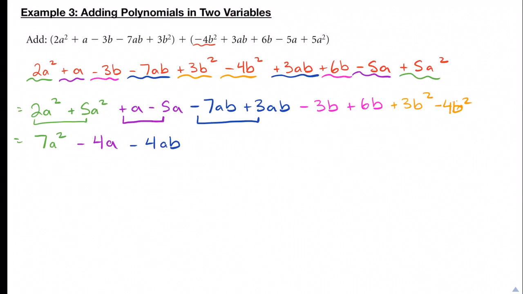And for my b's, I have minus 3 plus 6, which is plus 3b. And lastly, for my b squared, I have plus 3 minus 4, which is minus 1b squared. And so that's my answer.